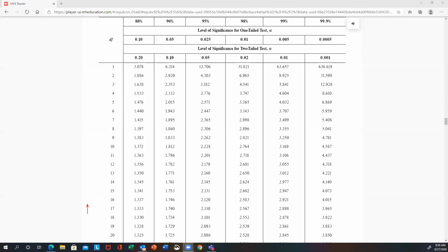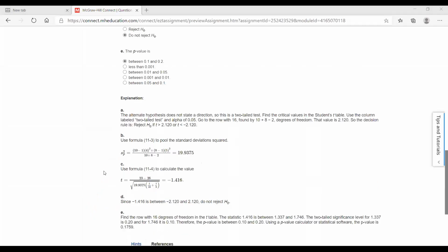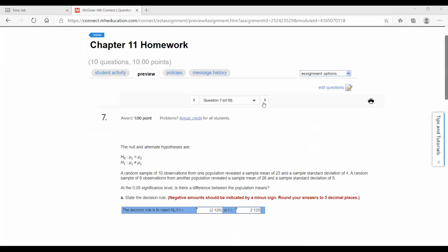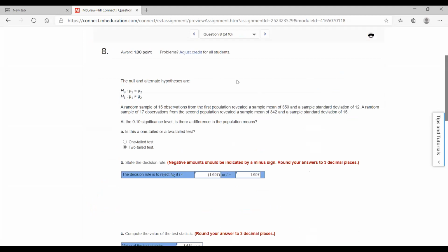All right, so that is all I have on this one. That is problem number 7. So let's do another one. It's going to be the same thing. Just look for the sample standard deviation, which is right here.